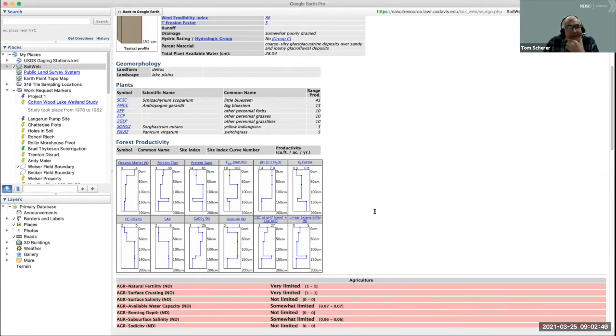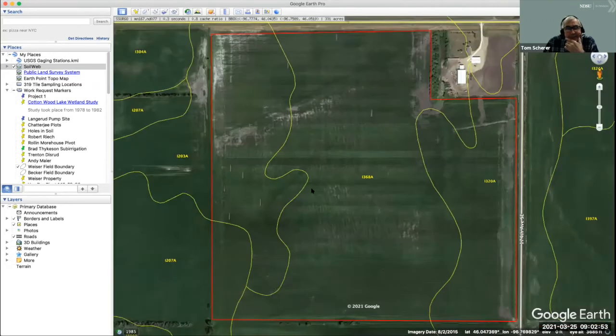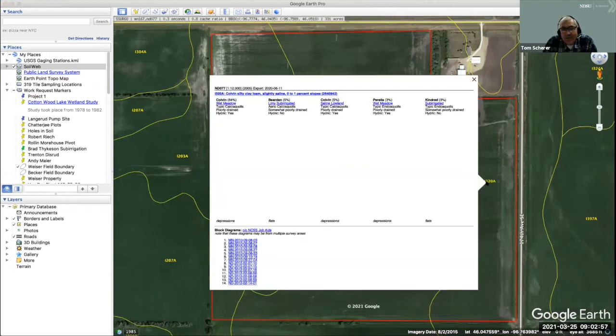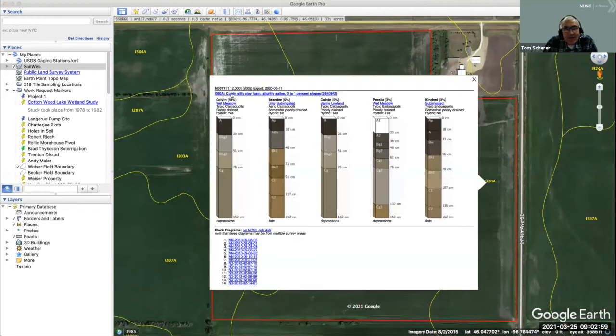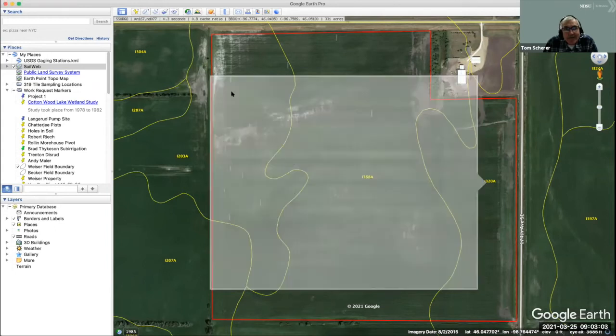So I'll go back to that, and then you click on this button up here, and we'll go back to Google Earth. So if we wanted to look at this soil real quick, you can do the same thing. It's a Colvin silty clay loam. It's about 84% of this Colvin.